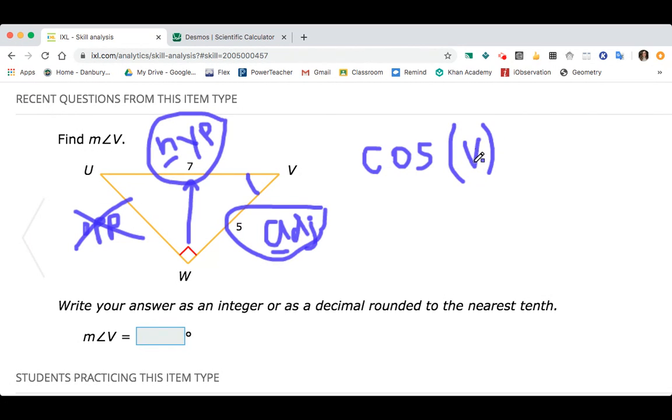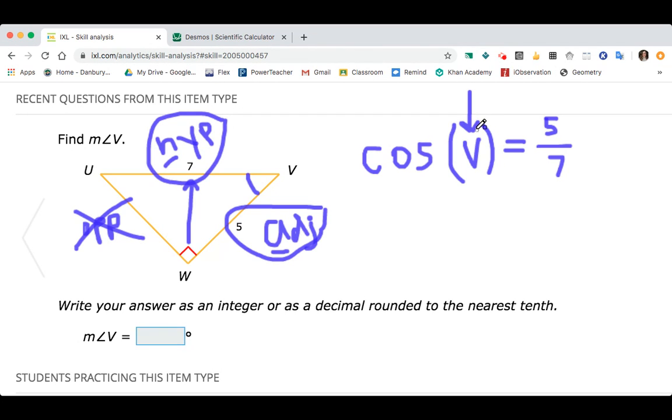Remember, we're trying to find this angle measure, so I don't have a number to plug in here yet. Cosine of V equals the adjacent side, 5, over the hypotenuse, 7. So we've set up our trig equation using the information from the diagram. Our next step is to solve for angle V.